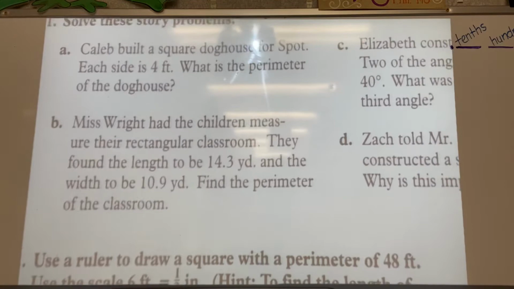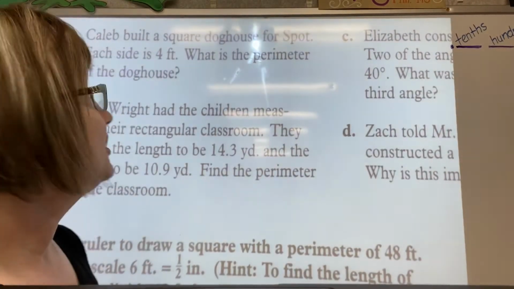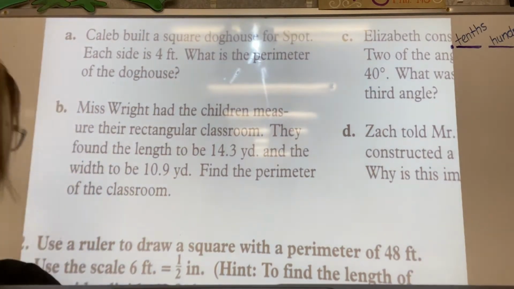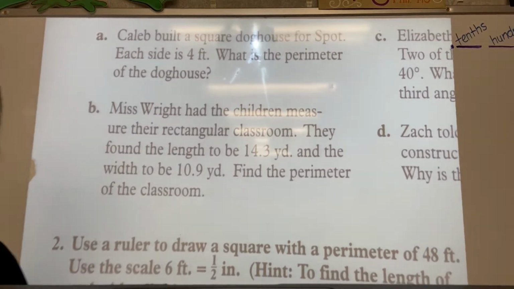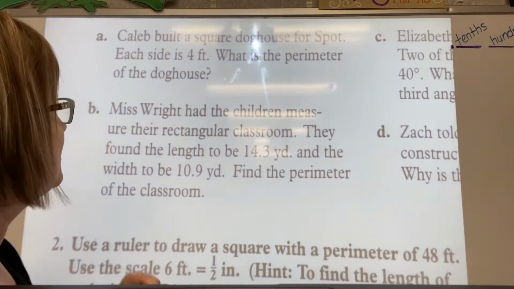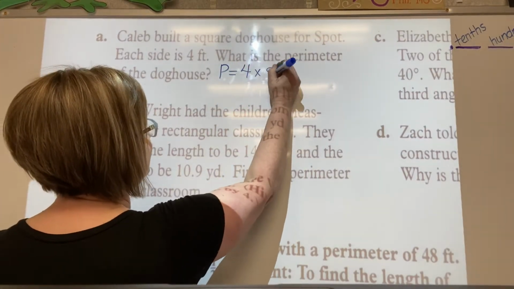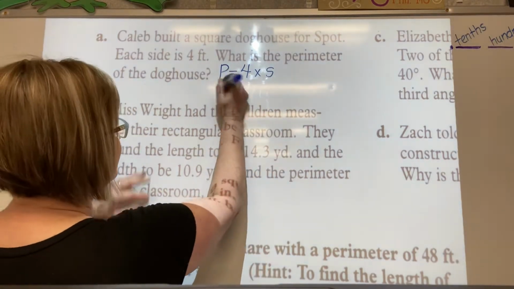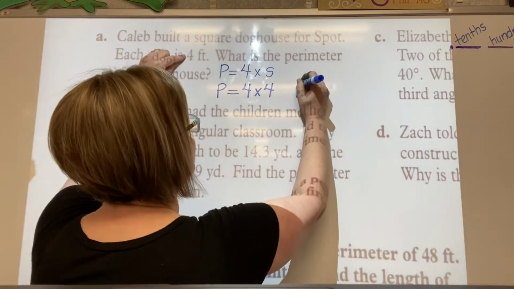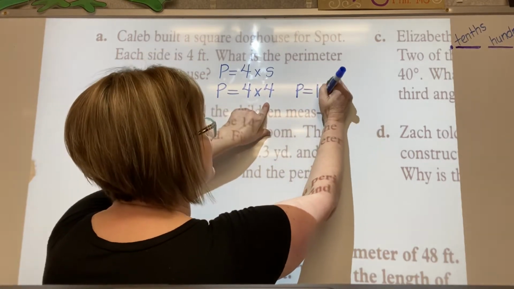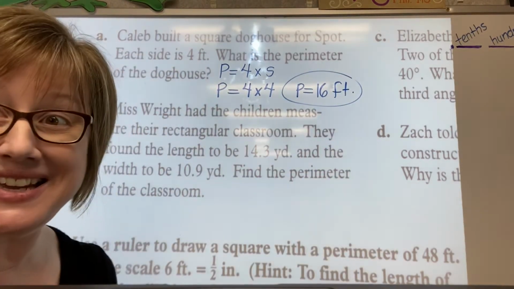Okay, go down to the story problems. In fact, I'm going to start with a story problem today because it is so simple, super, super easy. Okay, so the first one says, Caleb built a square doghouse for Spot. Each side is 4 feet. What's the perimeter of the doghouse? So you're gonna write P equals 4 times S. And then what is the side? 4 feet. P equals 4 times 4. And over here you're gonna write P equals 4 times 4 is 16. 16 what? Feet. So easy, I told you.